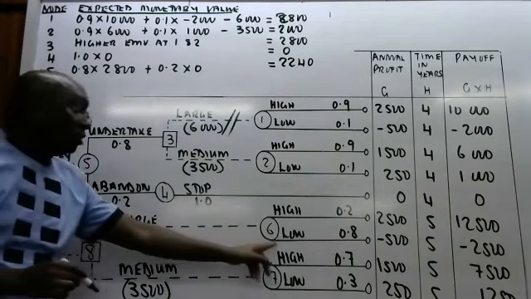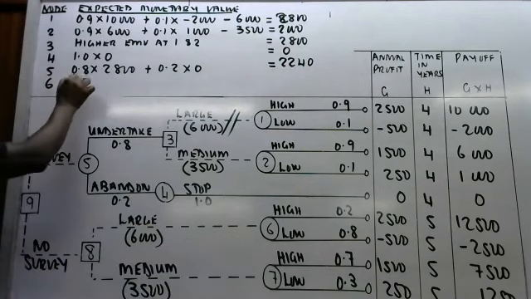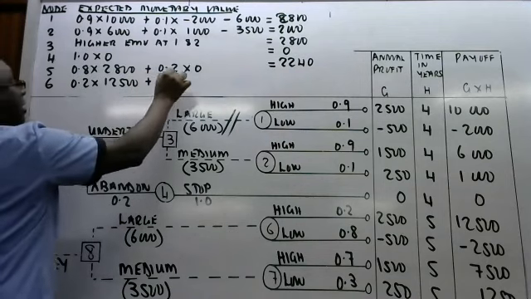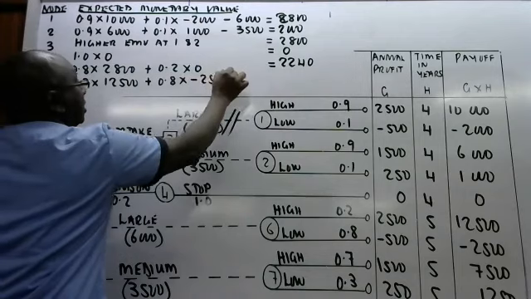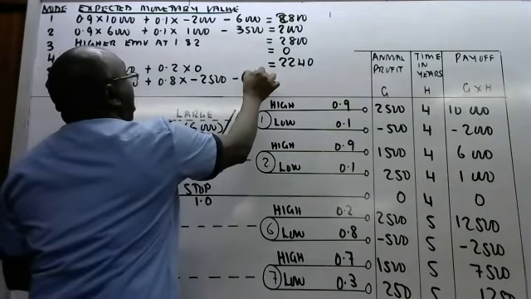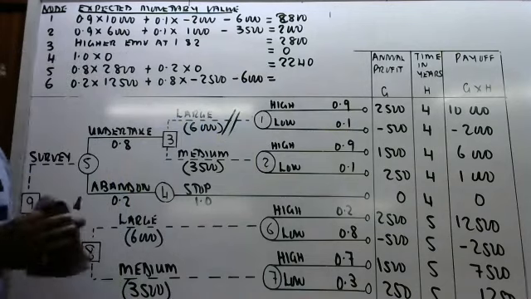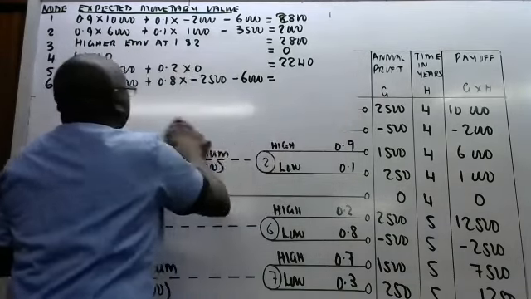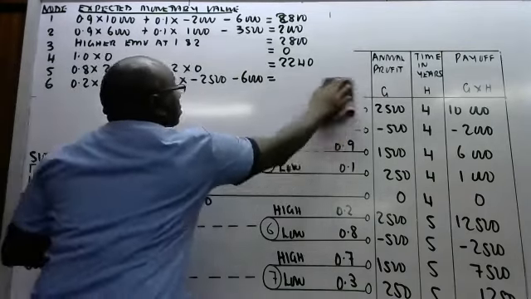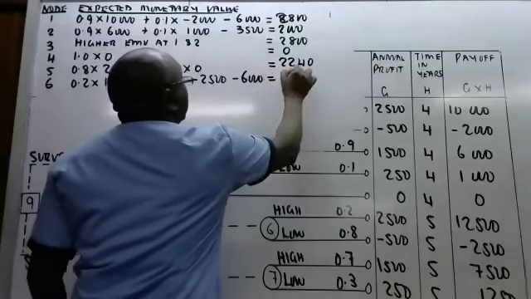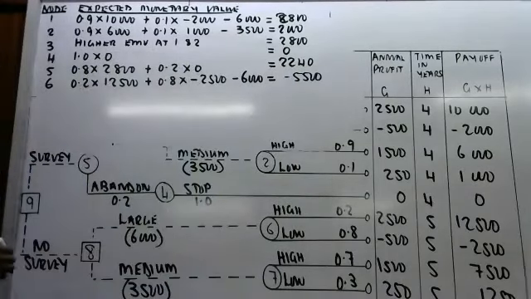All right, we go to number 6. Number 6, the lines going out are complete. So it's a case of 0.2 times 12,500 plus 0.8 times minus 2,500. But you can see there is a line that is coming in with a cost of 6,000. So you subtract the 6,000. Minus 500. 5,500. Minus 5,500.